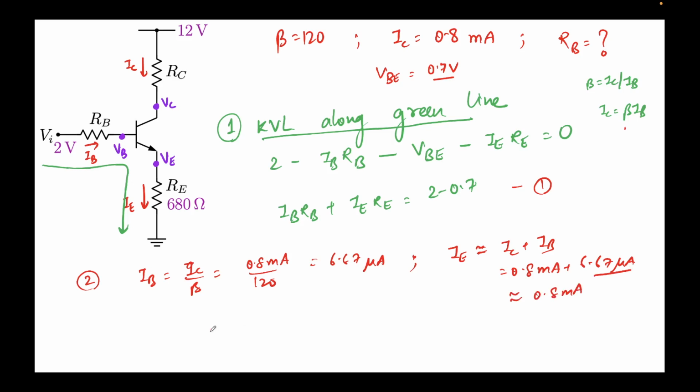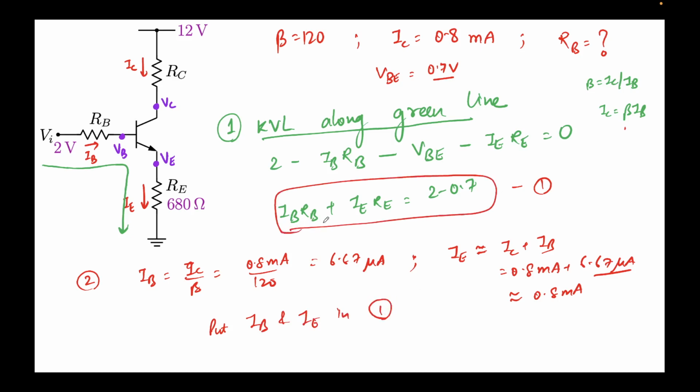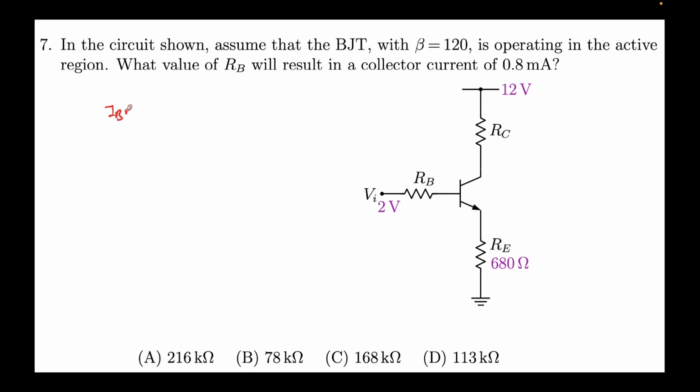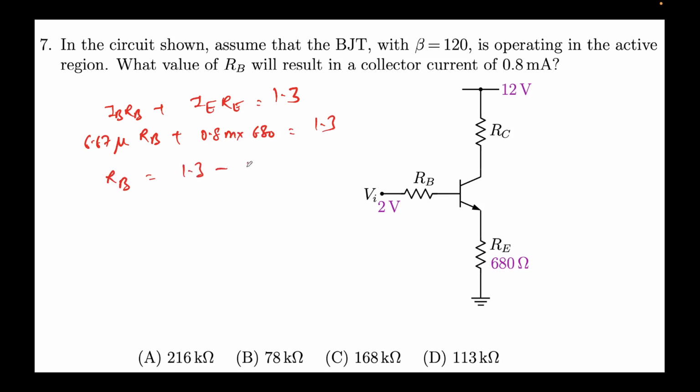So I know IB and IE. Now I'll put IB and IE in expression 1. IB RB plus IE RE equal to 1.3. IB is 6.67 micro, RB we don't know, IE we know as 0.8 milli, RE we know as 680, equal to 1.3. This will give me RB equal to 1.3 minus 0.8 milli times 680, divided by 6.67 micro.